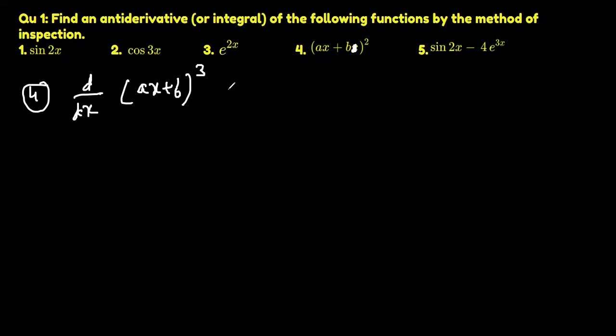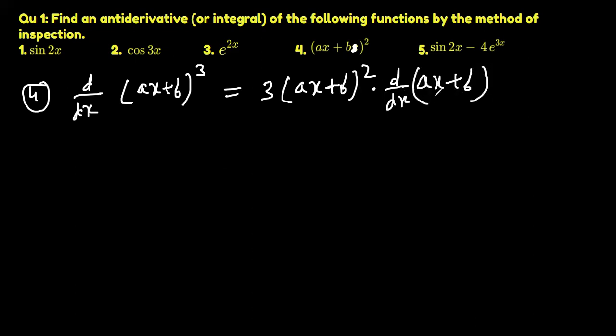And we have done differentiation of this type, where the exponent is written in front and then reduced by 1, ax plus b to power 2. And then again differentiation of the inner function, which is d by dx of ax plus b. So what is the differentiation of ax plus b? The differentiation of the first term is a, and b being constant, its differentiation is 0, so the value of this is just a. So can we write a directly? Yes, multiplied by a.